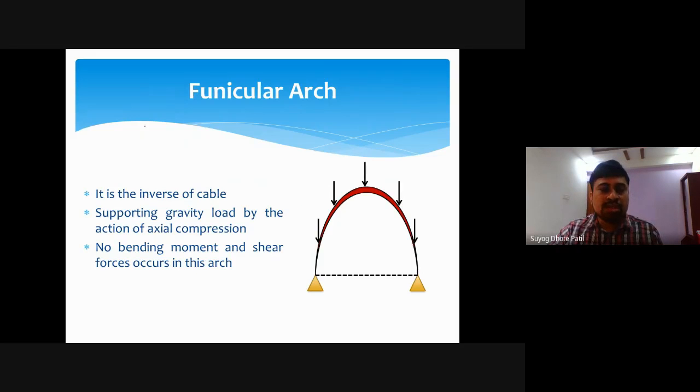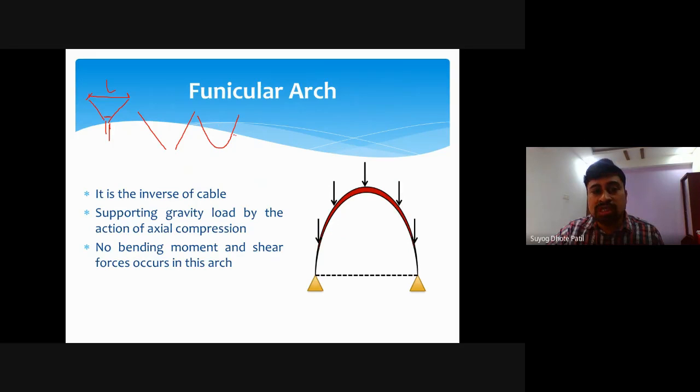Okay, so funicular arch, just like a funnel, we know this funnel. A funnel's top opening is much larger compared to the bottom opening. If we think of this linear variation as a parabolic, curved variation, then this will be the curvature nature of the funicular shape.